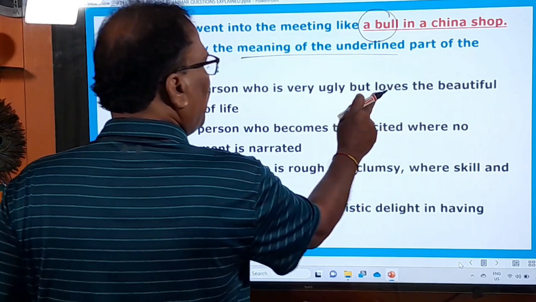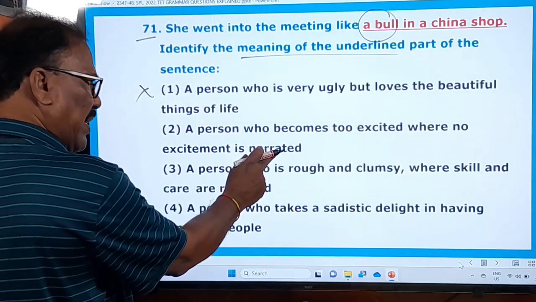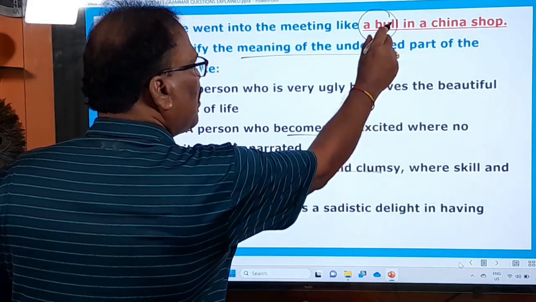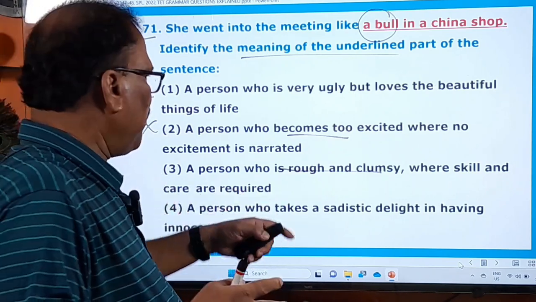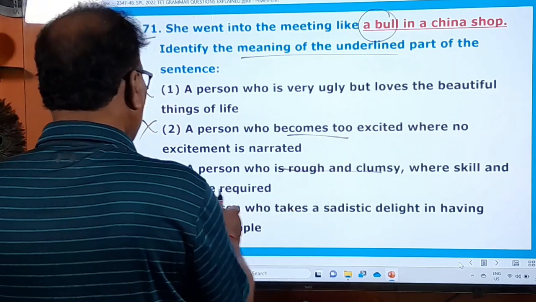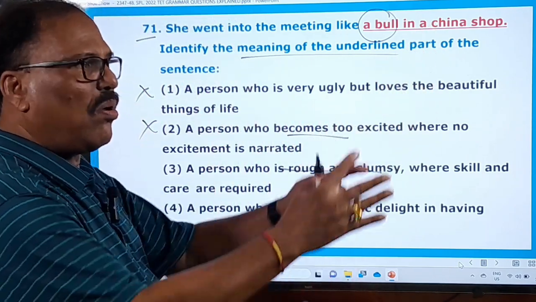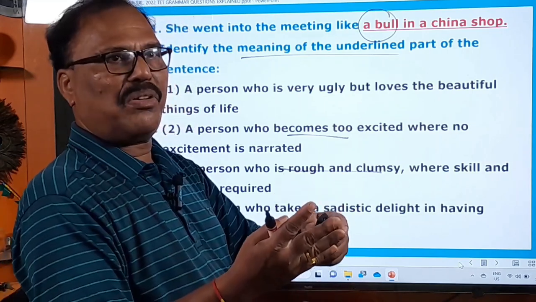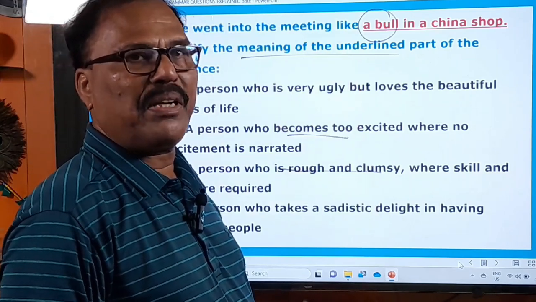A person who is very ugly but loves beautiful things, no. A person who becomes too excited where no excitement is narrated, no, it is not that person. A person who is rough and clumsy. A bull always stands for being rough and clumsy, where skill and care are needed. In a china shop, you are supposed to be very careful because all articles are arranged in a systematic way. You cannot move as you please because if you do, all the things will fall down and the shopkeeper doesn't keep quiet.